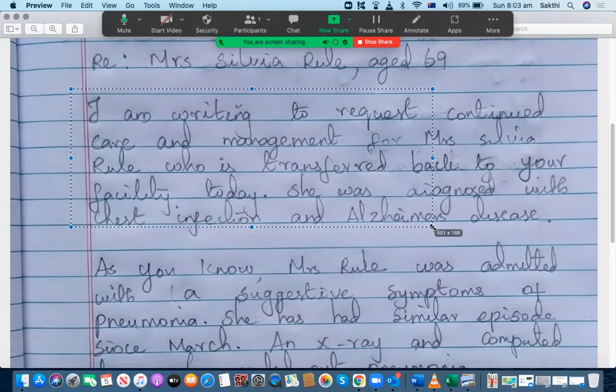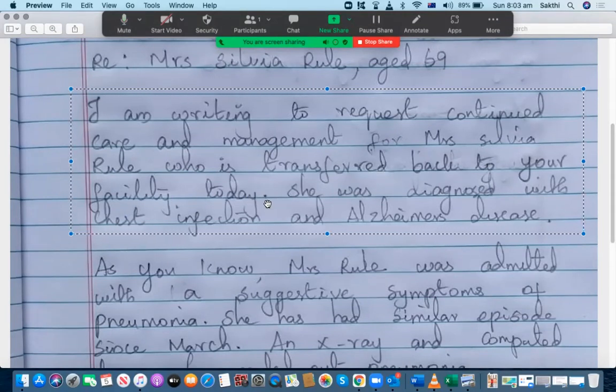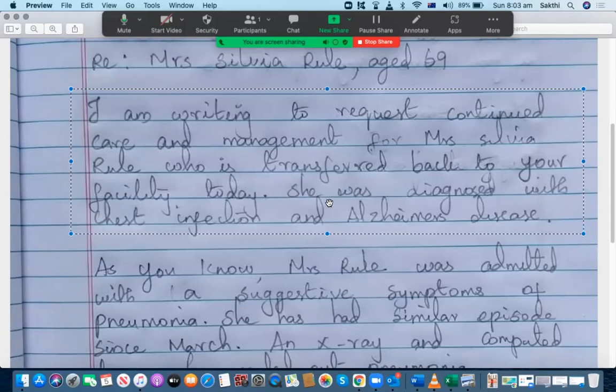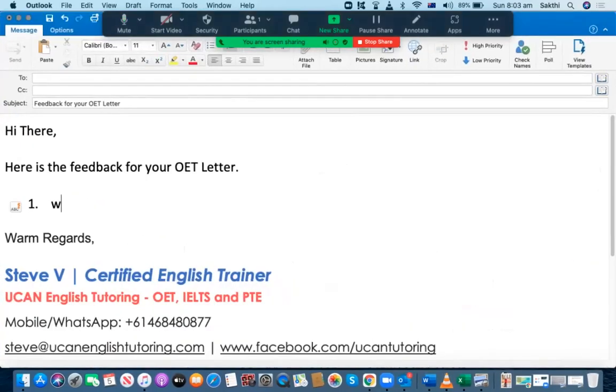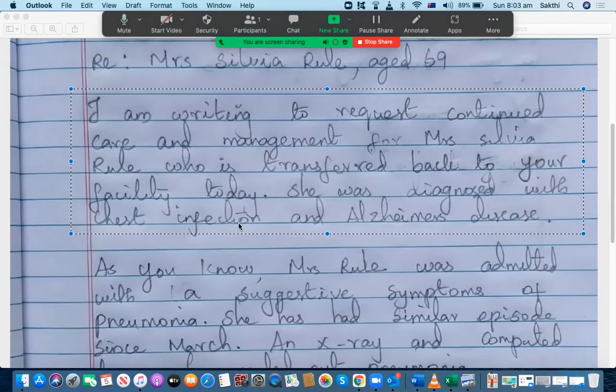The introduction paragraph is written as follows. Okay, let's see. I am writing to request continued care and management for Mrs. Silvia Rule, who is transferred back to your facility today. Instead of writing who is transferred, you can say who is being transferred. Okay, that is one mistake. So instead of writing who is transferred, you can say who is being transferred. Okay, so that's going to be more appropriate. So you can say who is being transferred, right? So that's going to be much better.